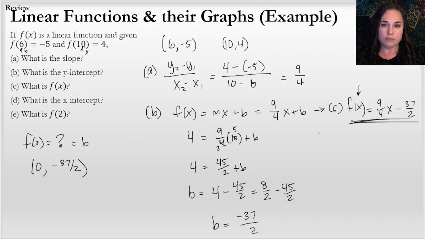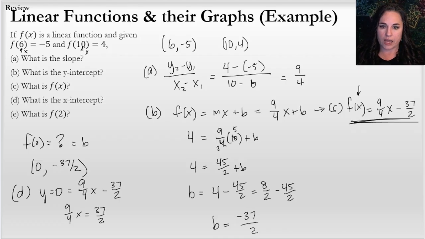What is the x-intercept? The x-intercept happens when y equals 0. It's asking what value of x results in y equals 0. So now that I have my equation, I can set 9/4 x minus 37 halves equal to 0, and solve for that x value that will tell me when the output is 0. So I get 9/4 x equals 37 halves. I'm going to multiply both sides by 4/9, right, that'll let us cancel.